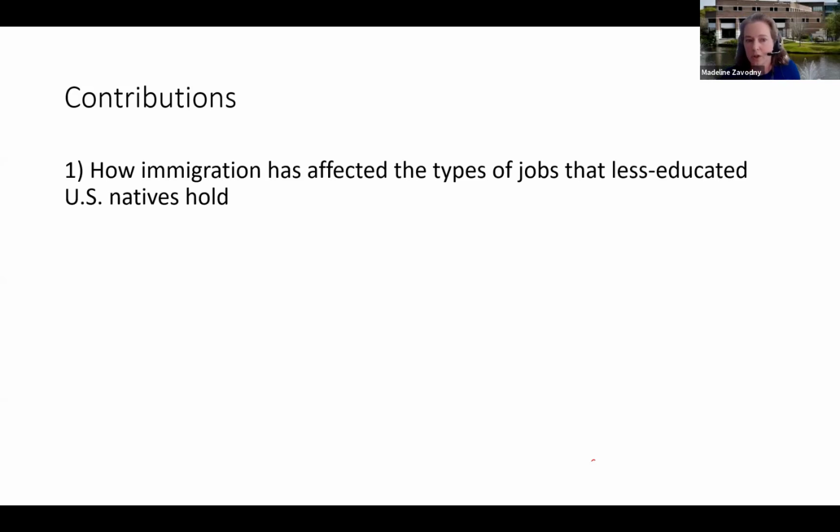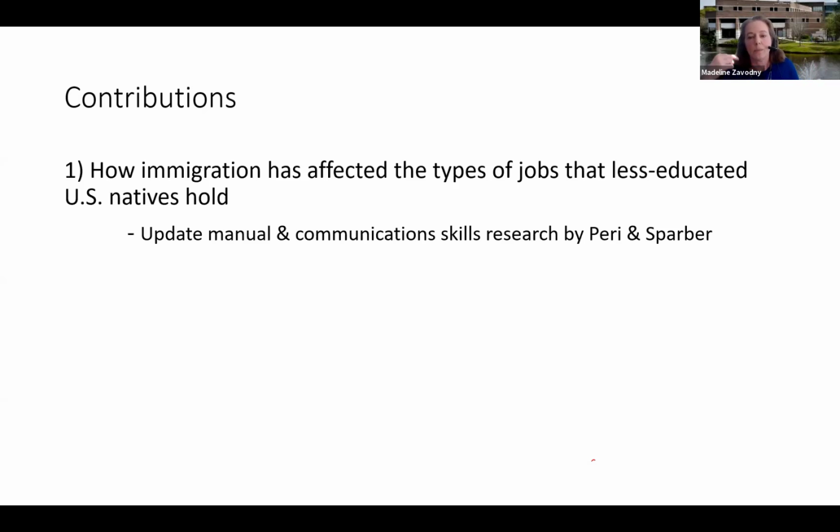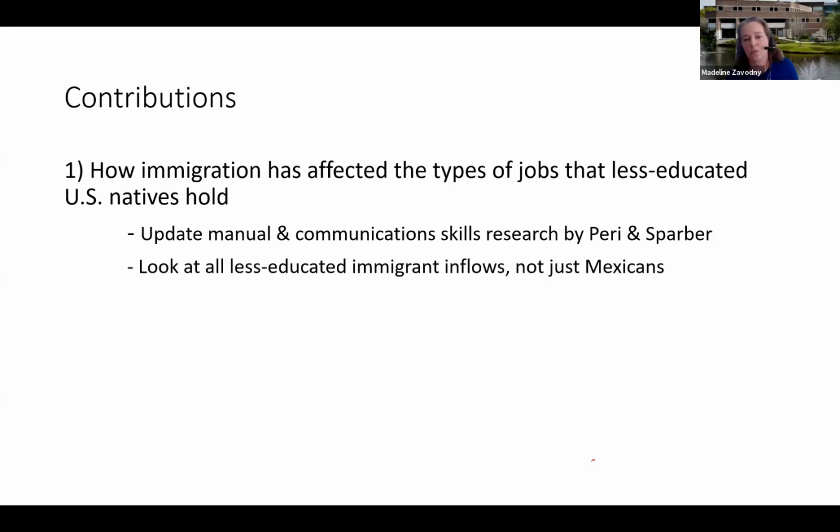So to move into the contributions that we make in the paper, as you've probably gathered by now, there's really two. The first is that we're going to look at how immigration has affected the types of jobs that low education U.S. natives hold. So this really is updating Giovanni and Chad's work on manual and communication skills, but then we're adding this part about job hazards. Unlike Dillander and McInerney, we're going to look at all less educated immigrants coming into the U.S., whereas they just look at Mexicans. And as I said before, an important part of the story, somewhat to our initial surprise, turns out to be differences by sex or gender. And so we're really going to emphasize that in the talk, and we do in the paper as well.